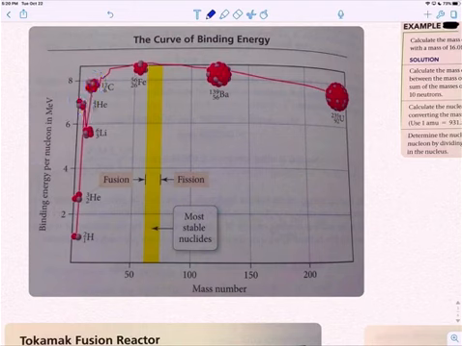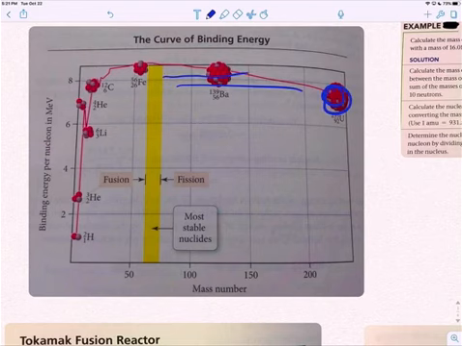Our sun and the stars get their energy by nuclear fusion. And if you notice, before iron-56, nuclear fusion is exothermic. It generates energy. And after iron-56, nuclear fission is exothermic. So breaking apart uranium into different parts is exothermic.